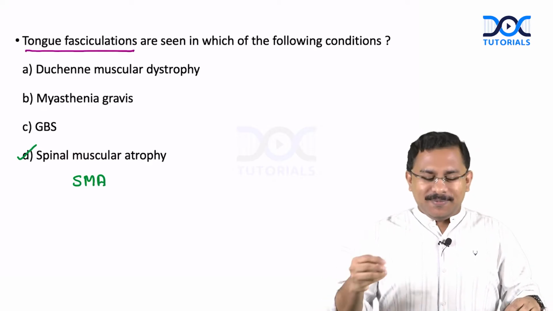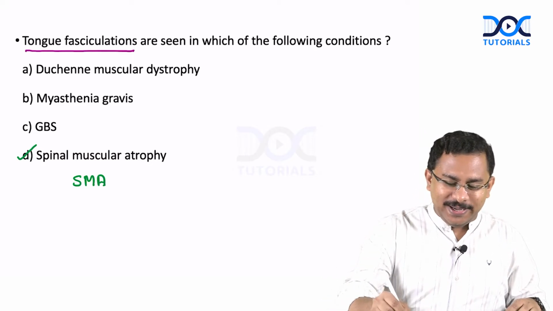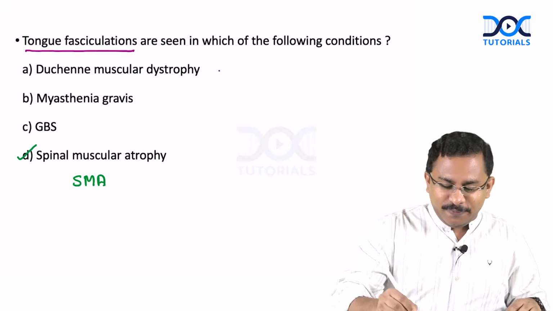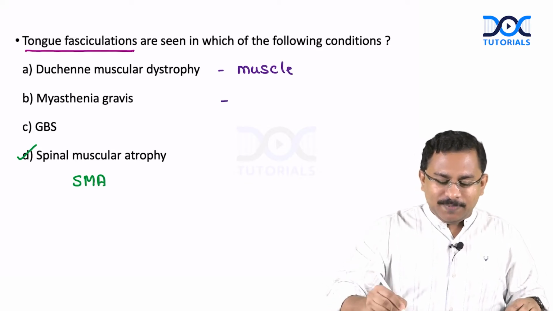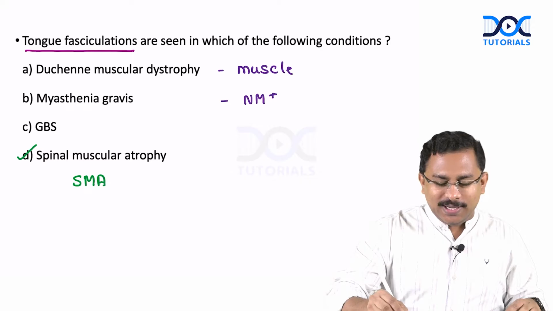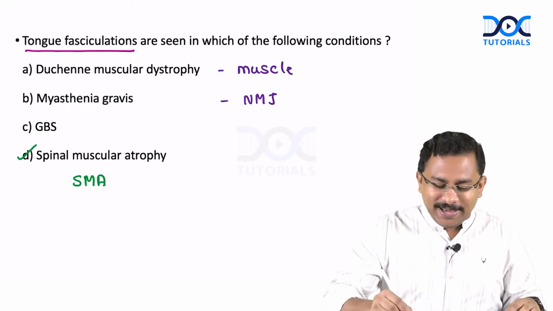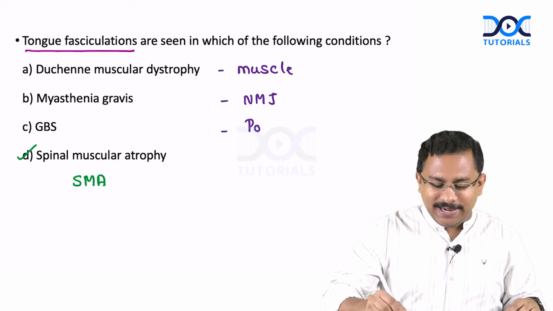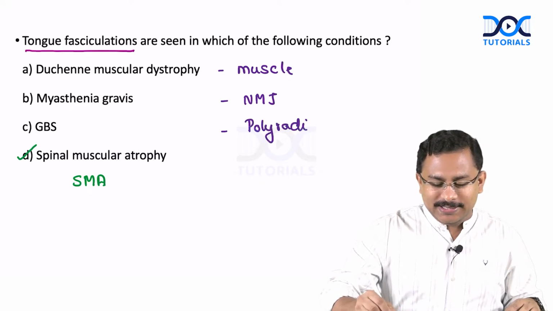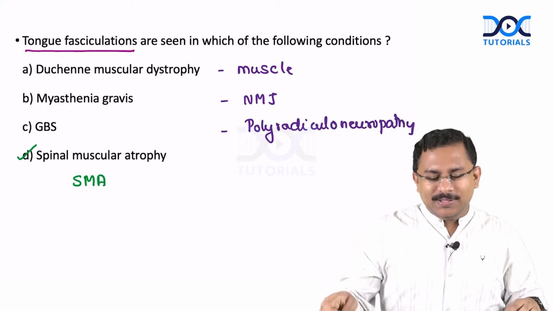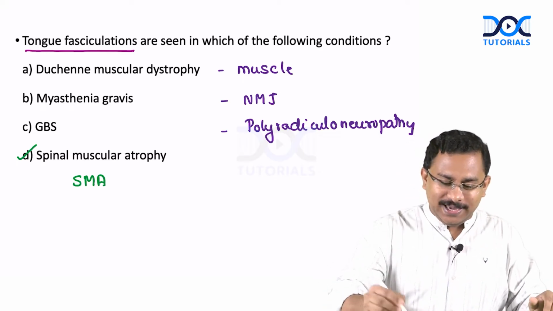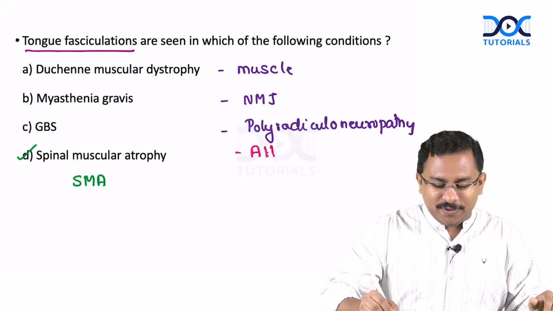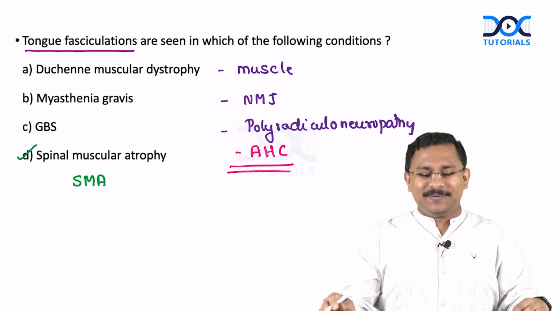Whereas Duchenne muscular dystrophy, this term is for a disease that is involving the muscle, right? It is a muscle disorder. Whereas myasthenia gravis is a neuromuscular junction disorder. Whereas Guillain-Barré syndrome is a polyradiculoneuropathy. So one is affecting muscle, the other is affecting the neuromuscular junction, then a polyradiculoneuropathy, and finally the spinal muscular atrophy where the anterior horn cell is being affected.